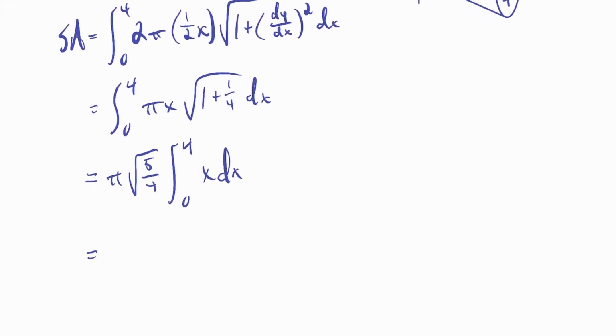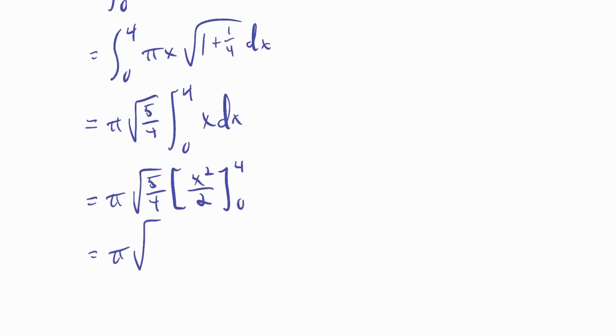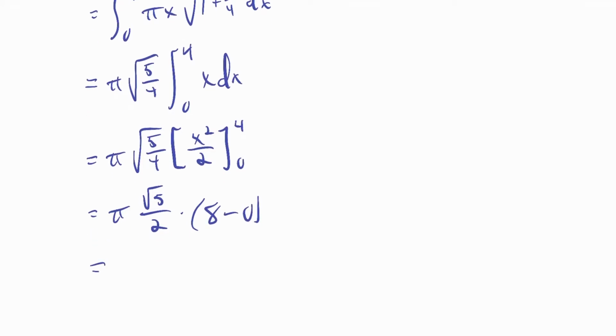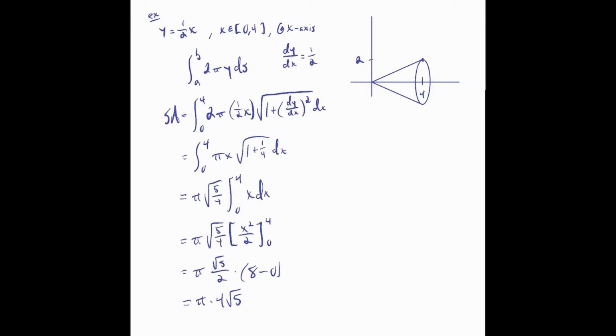So I get pi times the square root of 5/4 times x squared over 2, evaluated at 0 and at 4. So I get pi times the square root of 5/4. Or if I want root 5/2, I guess I might as well do that. Times, well, 4 squared over 2 is 8. Minus 0. So I end up with pi times 4 root 5. Okay, and that is the lateral surface area. And if you want to go Google it and find the formula for the lateral surface area of a cone, you can check that this is correct.